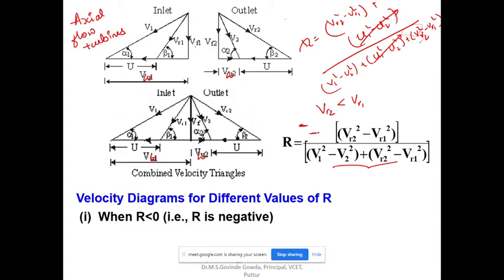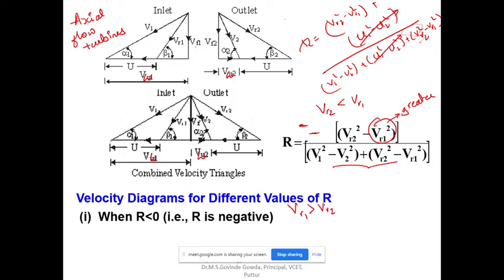If R has to be negative, don't look at the denominator. What might be the condition? Which one has to be positive and which one has to be negative? VR2 and VR1, which one should be greater? If my VR1 is greater than VR2, then the resulting answer will be negative, 100%. There are no complications here. If VR1 is greater, my degree of reaction is negative. So for that reason, here we say that our VR1 is greater than VR2.